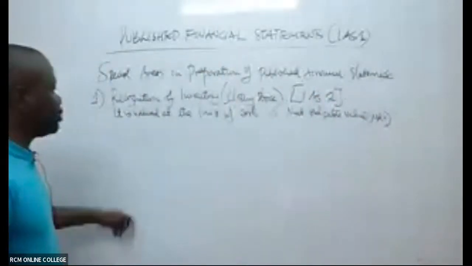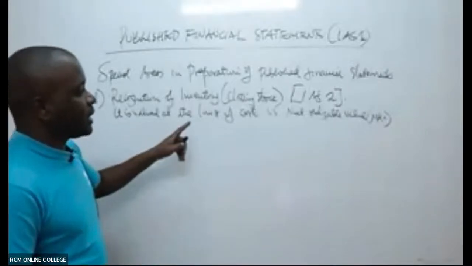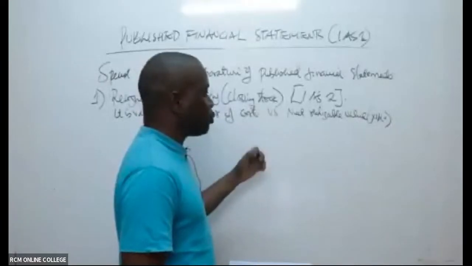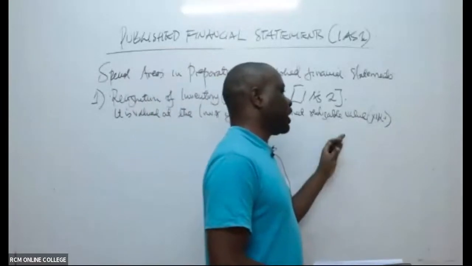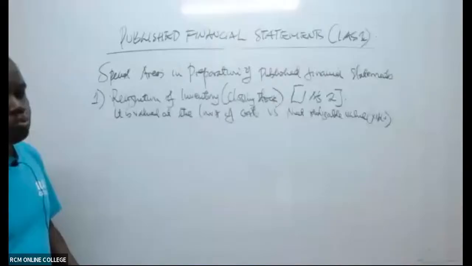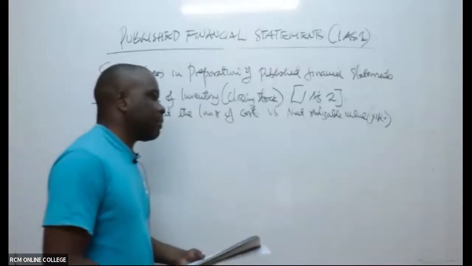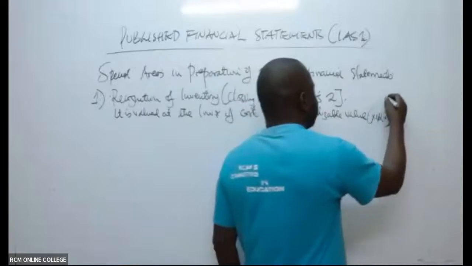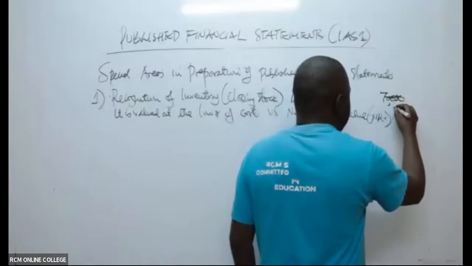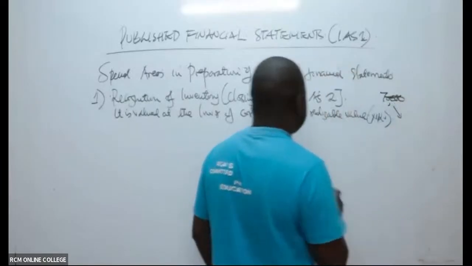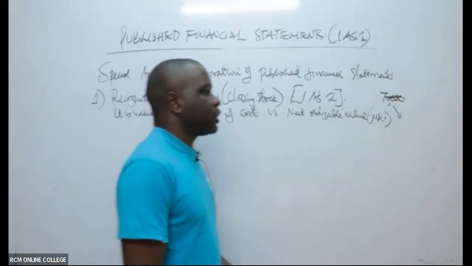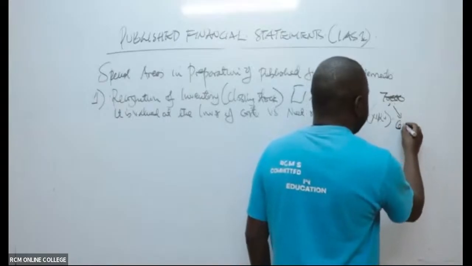Always, when you're valuing inventory, you compare the cost of acquiring that inventory with what you can realize as a value from that inventory. You take the lower of the two. For example, if you acquired inventory at a cost of, let's say, 70,000. Inventories are the items you are selling. If you can realize out of that inventory only 65,000.